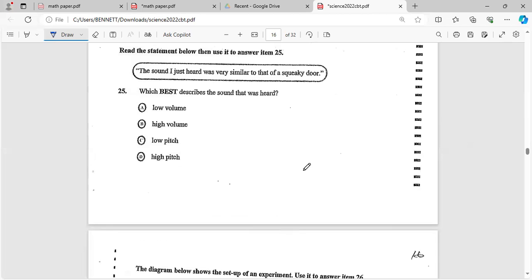Read the statement below, then use it to answer item 25. The sound I just heard was very similar to that of a squeaky door. Which best describes the sound that was heard? A, low volume, B, high volume, C, low pitch, or D, high pitch. And that is high pitch. That's D.